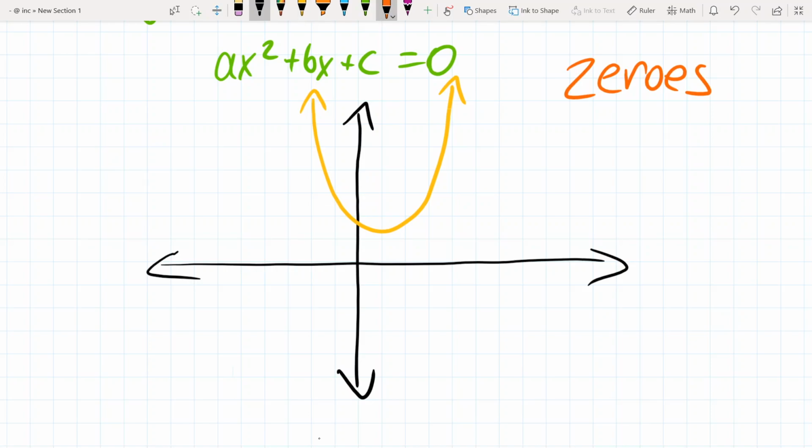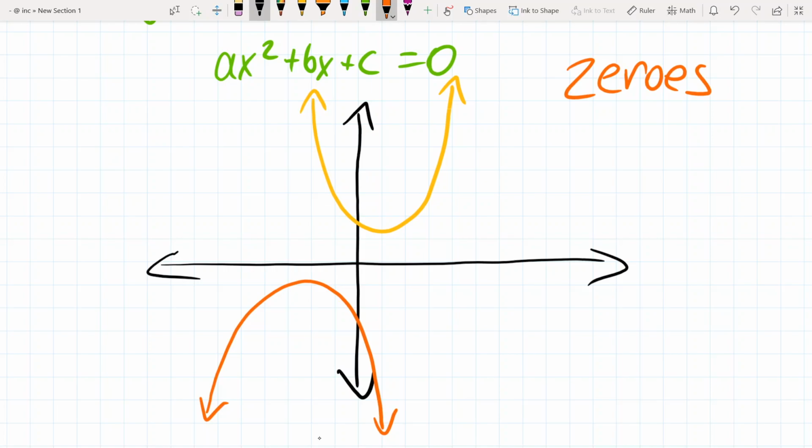Or it could be flipped around the other way, opening downwards, and it could be below the x-axis, something like this. There's no point where that's going to intersect the axis. There's no point where y will ever be 0 on that function.